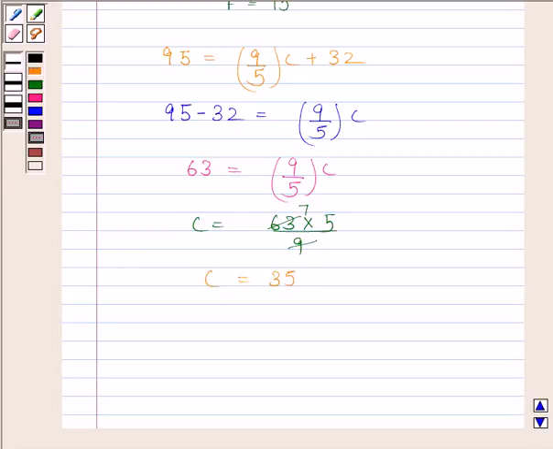Therefore, when the temperature is 95 degree Fahrenheit, the temperature in Celsius is 35 degrees Celsius. This completes the third part.